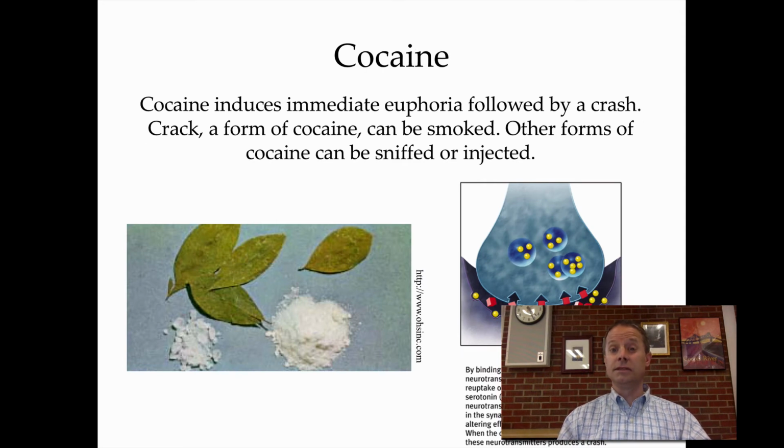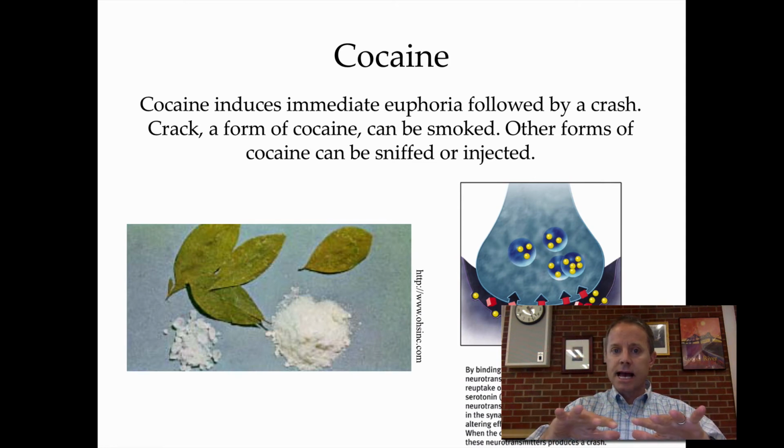Cocaine, obviously an illegal stimulant. It induces immediate euphoria. That's a sense of well-being, a sense of happiness and joy. And then you crash. So it'll last a few hours and then you'll crash. Crack is a form of cocaine that can be smoked. Other types of cocaine can be sniffed or injected. If you look at this graphic, I'm not sure if it's totally coming in or if my head is down here blocking it. But I want to go into what happens in the brain with cocaine.